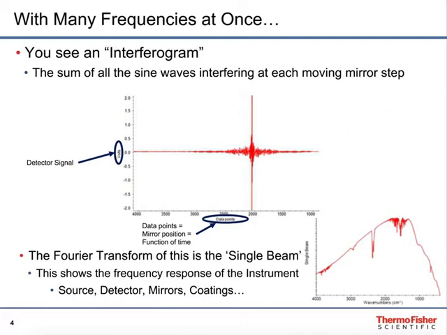As the mirror moves, some are in phase, some are out of phase, so you get this complicated pattern. And you see there, detector signal on the one axis, data points on the other, which is mirror position, which is also time, because the mirror is moving at a steady rate in most FTIR experiments. The Fourier transform of this is what's called the single beam, and that's shown there. That's the response of the instrument, the detector, the mirrors, the coatings, everything in the instrument.